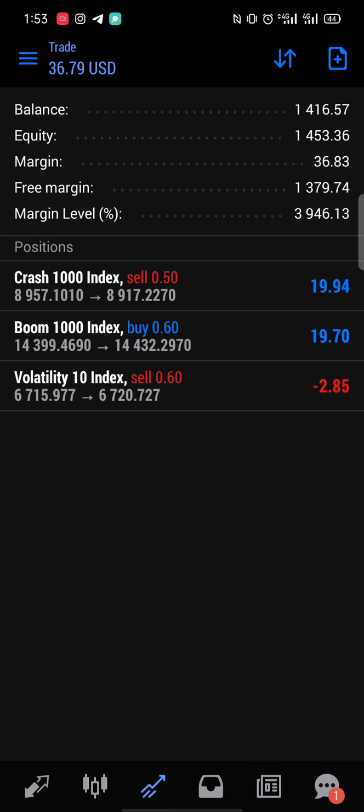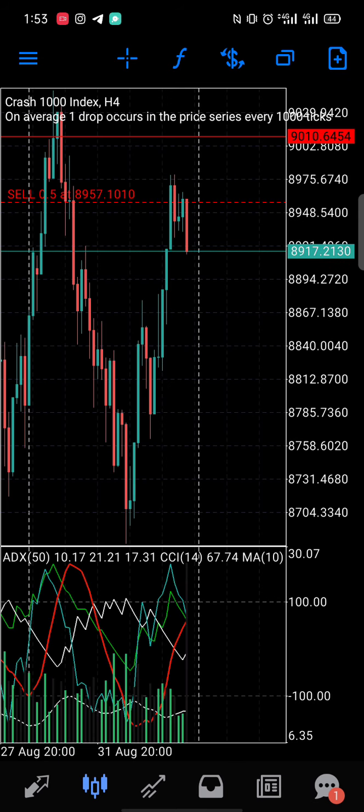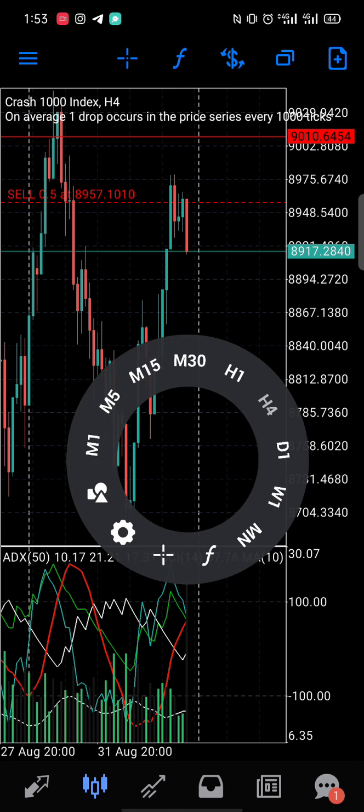So guys, let's talk about crash and boom. This is a perfect example for you to know that this strategy works for both crash and boom: crash 1000, boom 1000, crash 500, and boom 500.